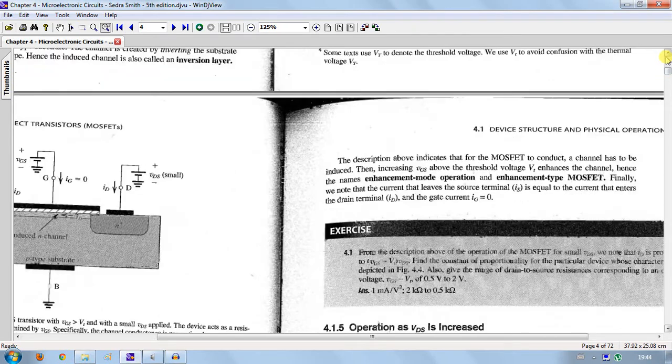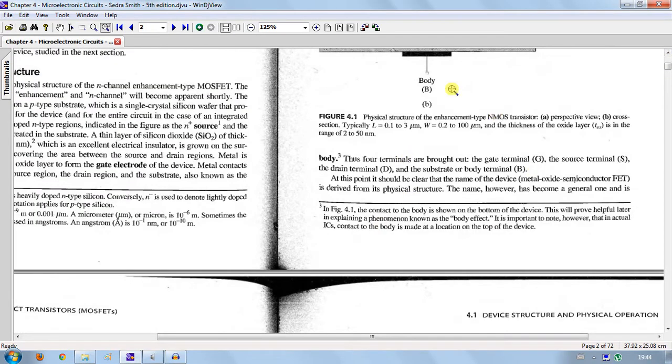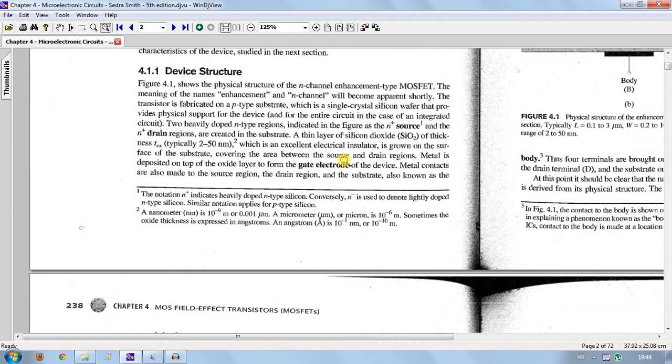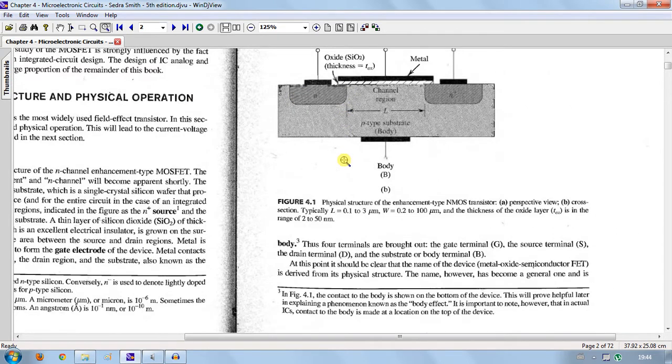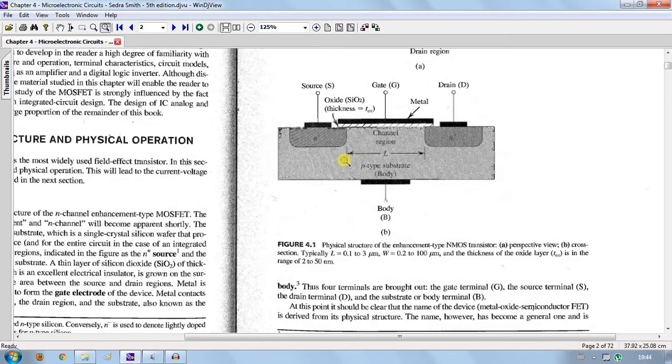How MOSFETs work. Now we are studying the NMOS MOSFET. So first, you know the device structure. That is, this is filled with a p-type substrate, and these are two n-type regions on the sides. The source, drain, and the gate.